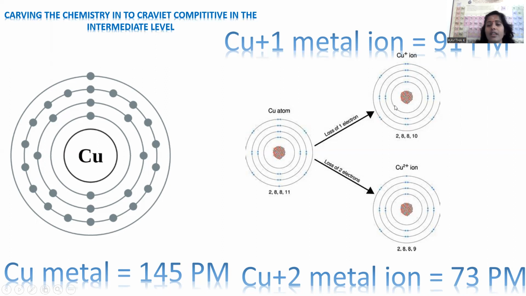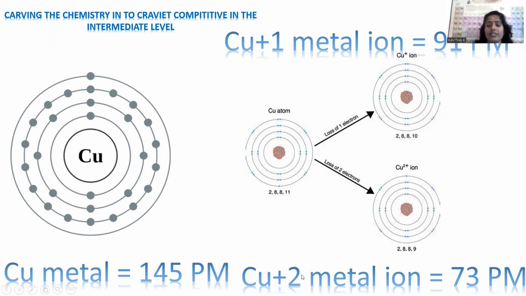So whenever one electron is lost, we get cuprous. Cu plus 1 is called cuprous, and this cuprous metal ion has a radius of 91 picometers. The ionic radius is accorded as 91 picometers. Whenever copper plus 2 is there, the copper plus 2 metal ion has 73 picometers.